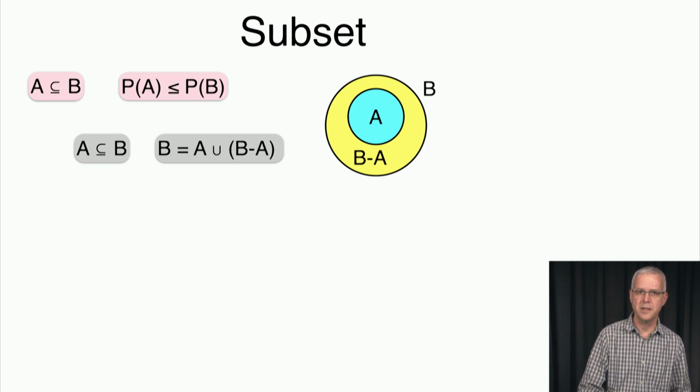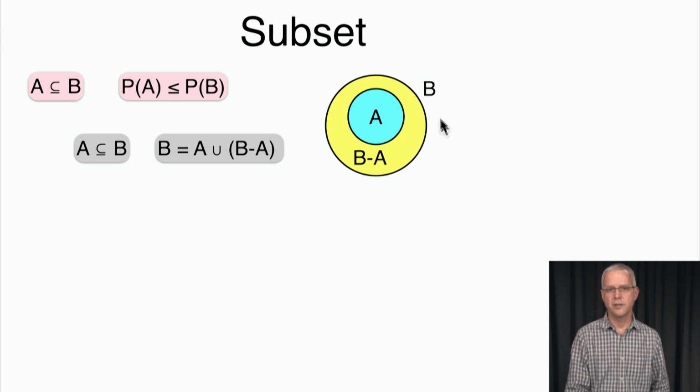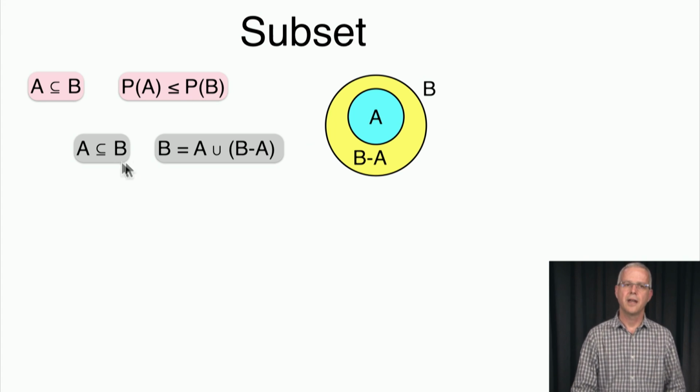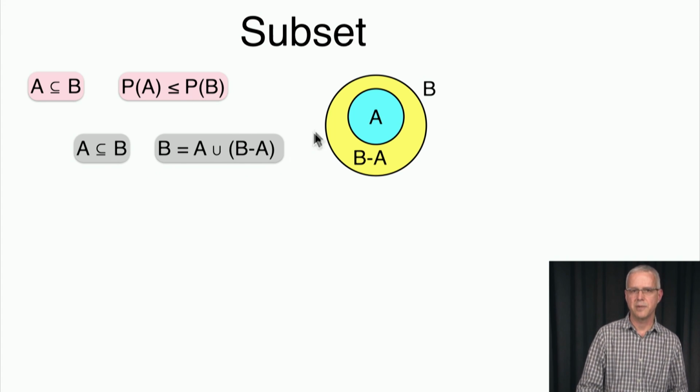A is a subset of B. Then here's the picture. Here's A, here's B. We know that the probability of A should be less than or equal to the probability of B. We just want to prove it. And we can write B as A union (B minus A). So B is A union (B minus A).